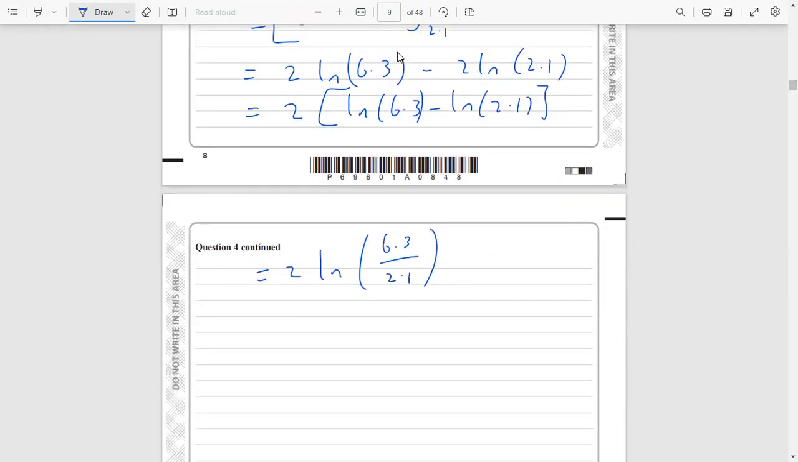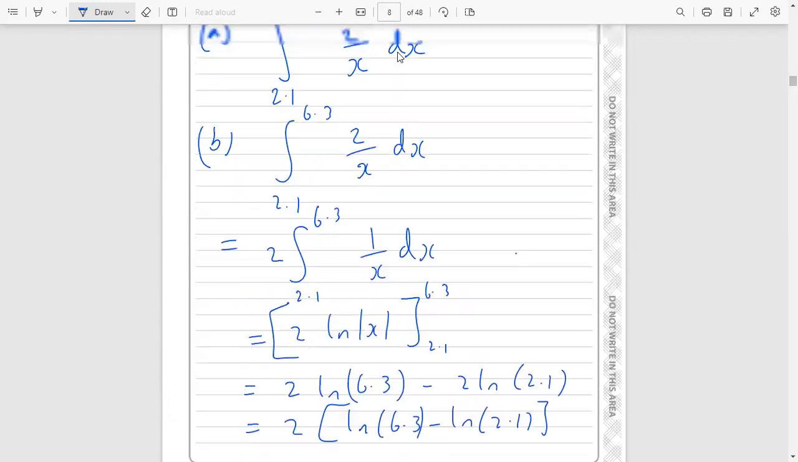And then, using what we know about logs, 6.3 divided by 2.1 is actually going to be 3. So you get 2 ln 3. And then using our laws of logs again, when we've got a constant multiplier multiplying a log, we can bring that multiplier inside as a power. So this is the same as ln of 3 to the power of 2, which is ln of 9. And so the integral gives us a final answer of ln 9. That would be our final answer to part B.